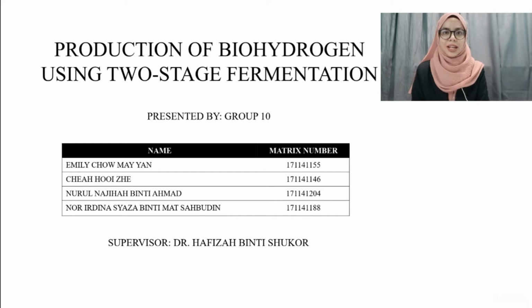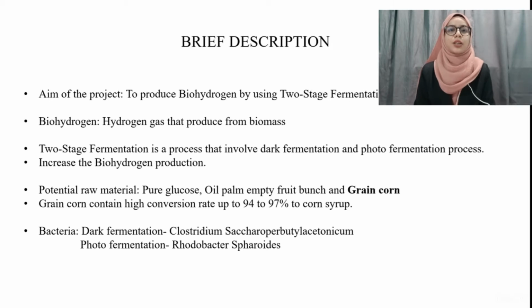Our project title is Production of Biohydrogen using two-stage fermentation. The objective of this project is to produce biohydrogen by using two-stage fermentation. Biohydrogen is hydrogen gas that is produced from biomass. Two-stage fermentation is a process that involves dark fermentation and photofermentation.